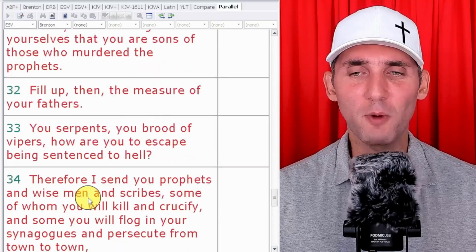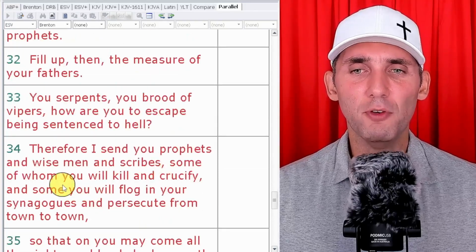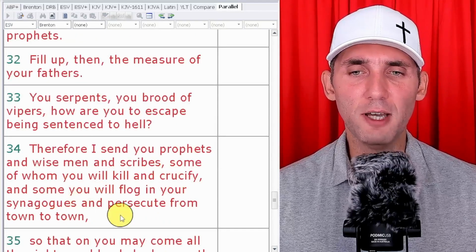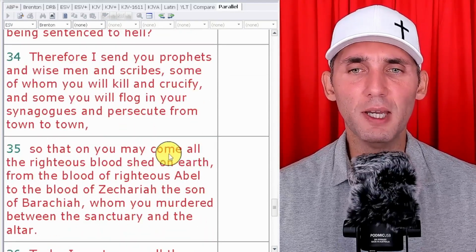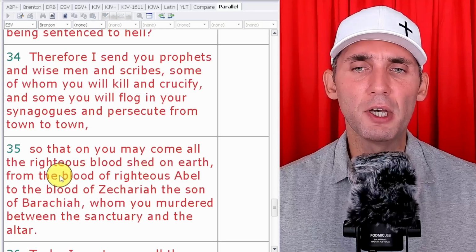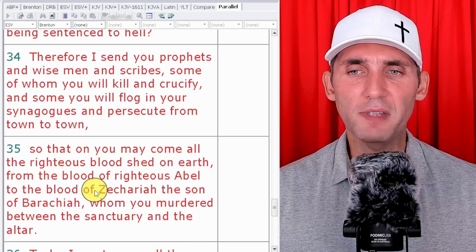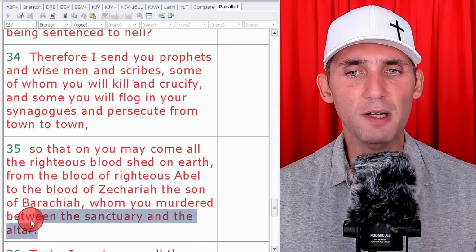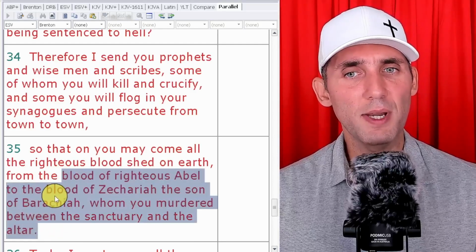Therefore I send you prophets and wise men and scribes, some of whom you will kill and crucify, and some you will flog in your synagogues and persecute from town to town, so that on you may come all the righteous blood shed on earth, from the blood of righteous Abel to the blood of Zechariah, the son of Berechiah, whom you murdered between the sanctuary and the altar. This is not in the Old Testament, but it happened.